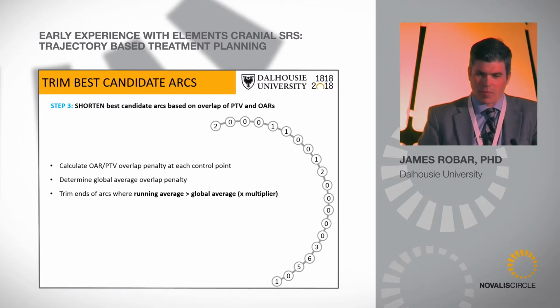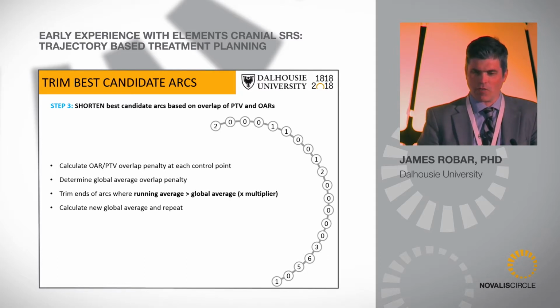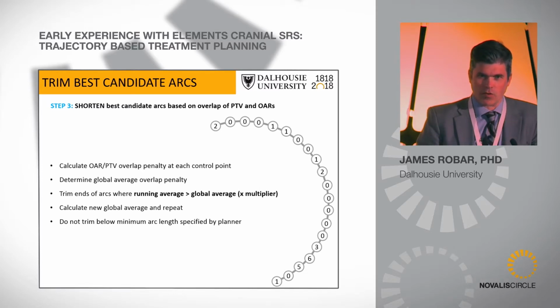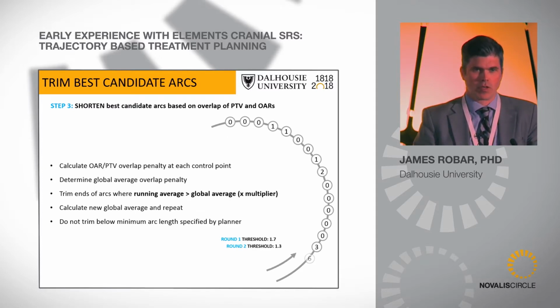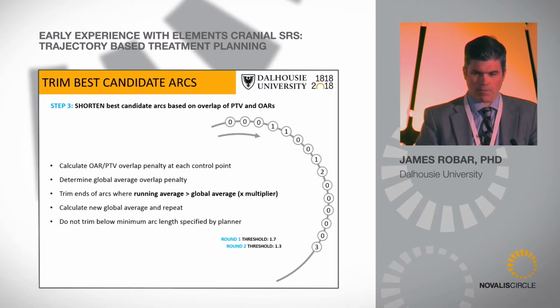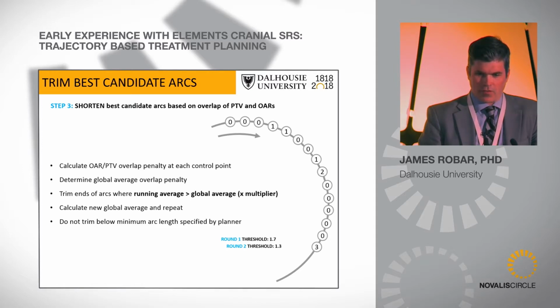So let's do a little example here. Round 1, we calculate the global average. We have a threshold of 1.7. We examine from this end, we've run into a 5, and so we're going to trim the arc. We'll do the same thing from the other end. Immediately we run into a 2. We move on to round 2, recalculate that threshold. We trim that 6. And from the other end, we don't actually meet a value that exceeds our threshold without shortening the arc below our minimum. And at the end of this process, we actually have a final trimmed arc.